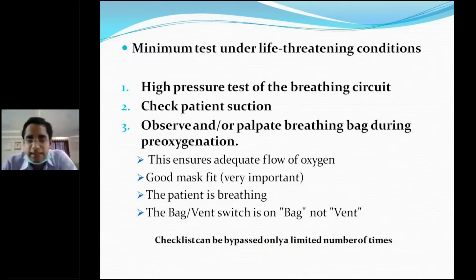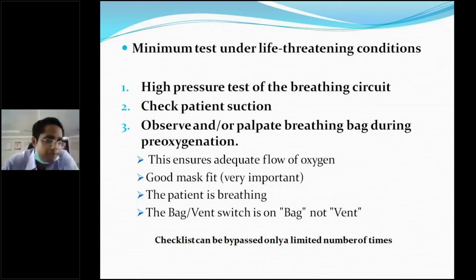So these are the minimum tests under life-threatening conditions. For example, you have an emergency case for which you do not have the time to do the whole anesthetic machine checklist. Then you can skip all the tests and just check these three things: high pressure test of the breathing circuit, patient suction, and observe and palpate the breathing bag during pre-oxygenation.